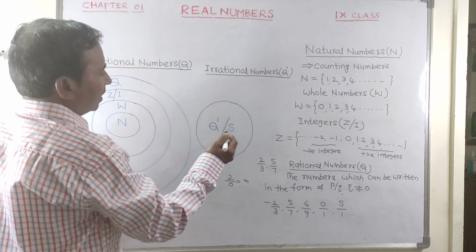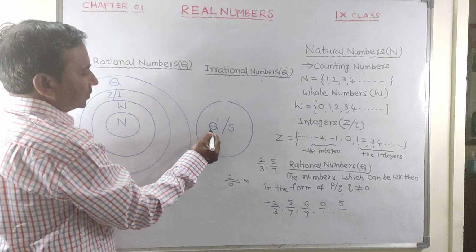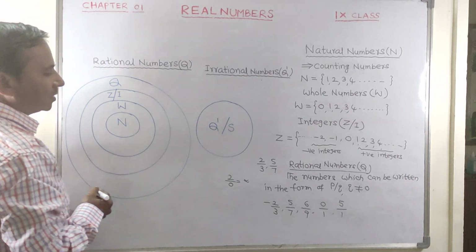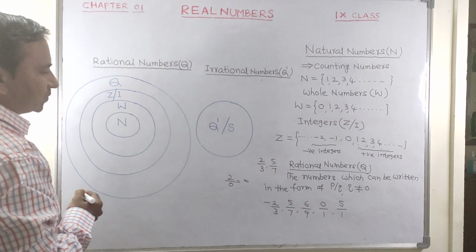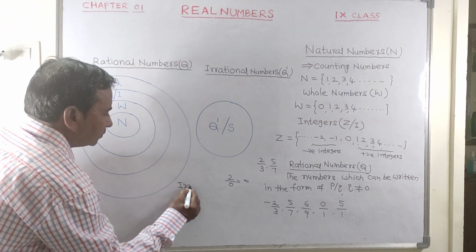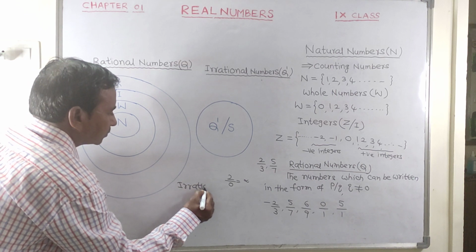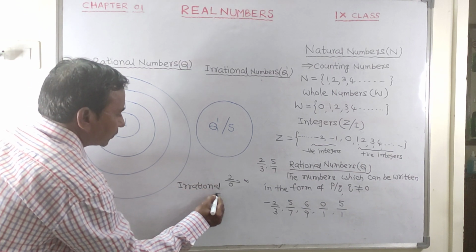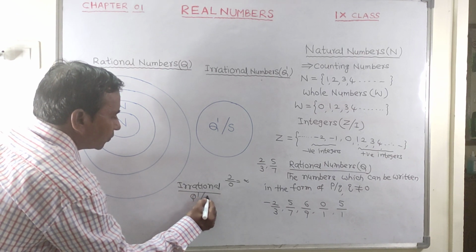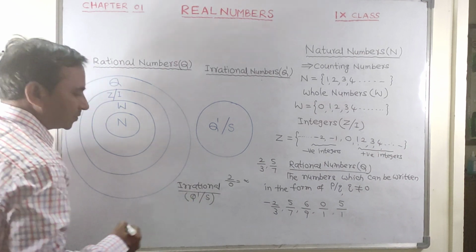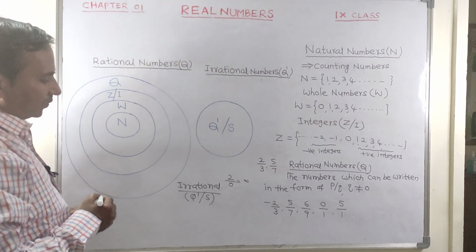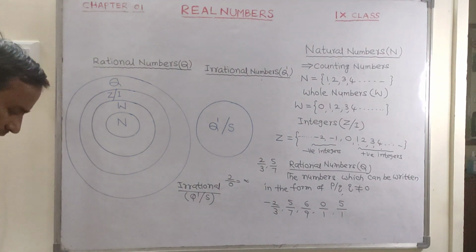Now coming to the other set, represented by Q dash or S. These are called irrational numbers. Irrational numbers are represented by Q dash or S. So what is the difference of irrational numbers?